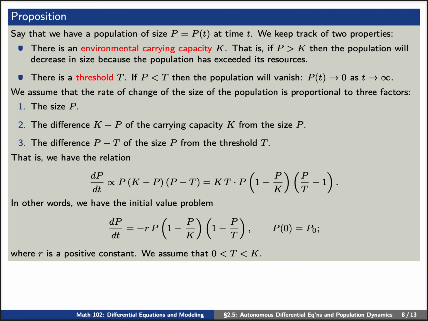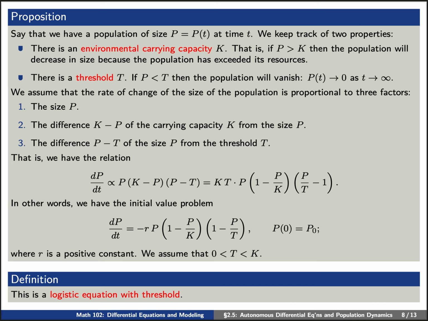It says that if the population gets too big, there really are too many people and the population will start to die out a little bit. On the other hand, the threshold t tells us that if there aren't enough people in the population, then this population will go extinct. So somehow these two parameters, the environmental carrying capacity k and the threshold t, should do a much better job of modeling what really happens in real life.